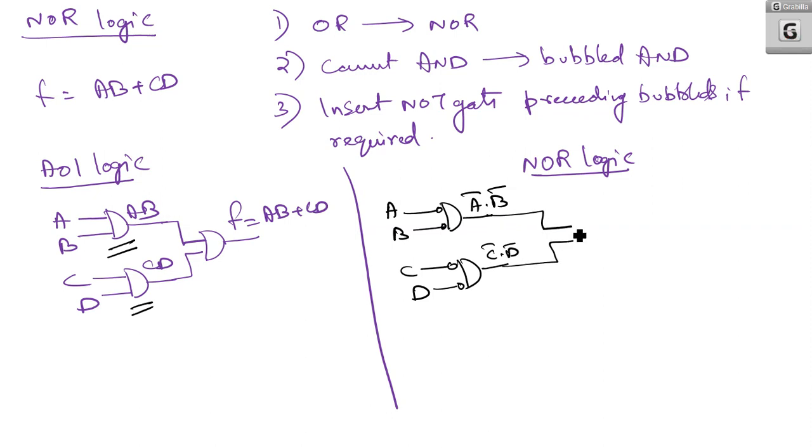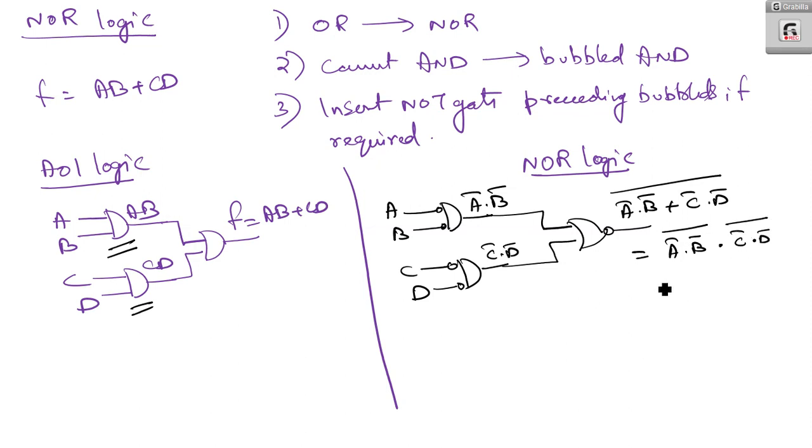I'm just converting OR to NOR. Now if you are checking the result, here what do we get? A bar dot B bar or C bar dot D bar, the whole bar. What is it basically? This is A bar dot B bar the whole bar dot C bar dot D bar the whole bar. So you can take it as A or B and C or D. That is A or B and C or D.